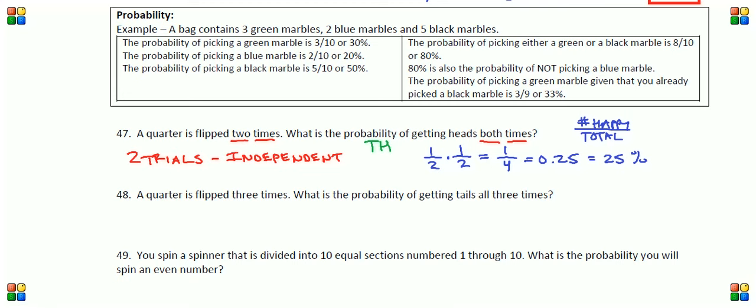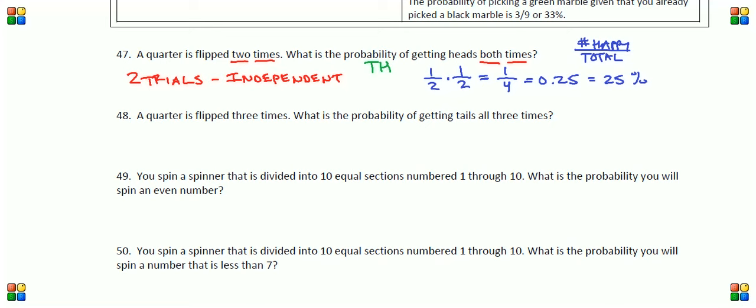Okay, our next probability question. A quarter is flipped 3 times. What is the probability of getting tails all 3 times? Well, we flip it 3 times. That means we have 3 trials.